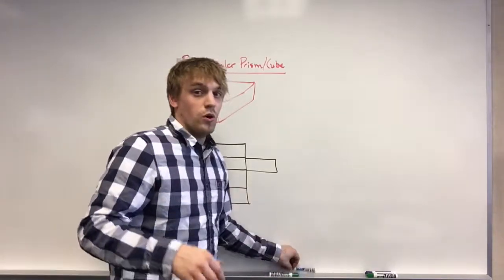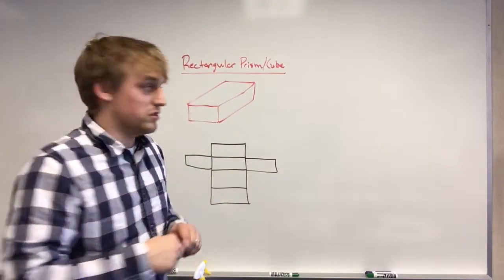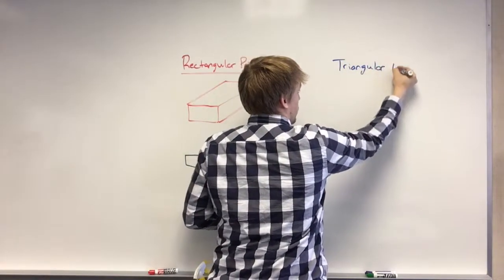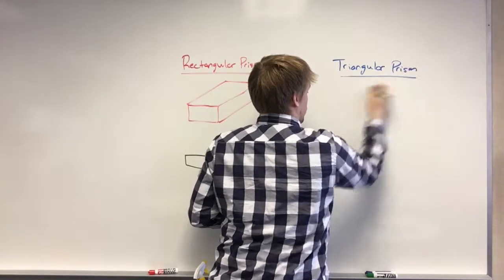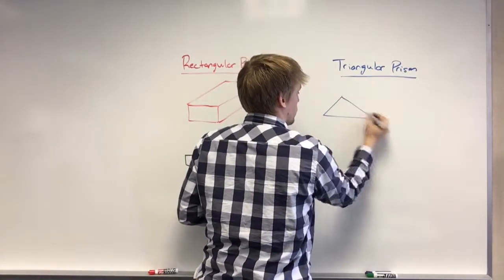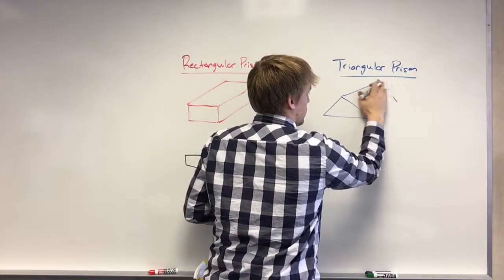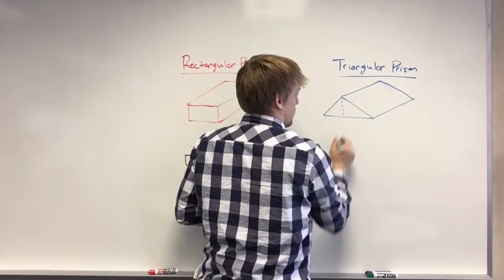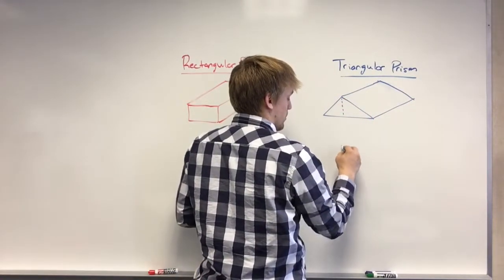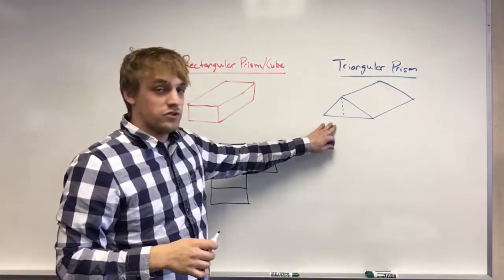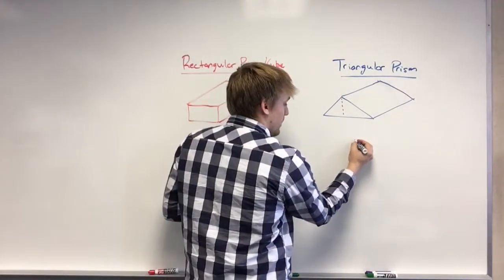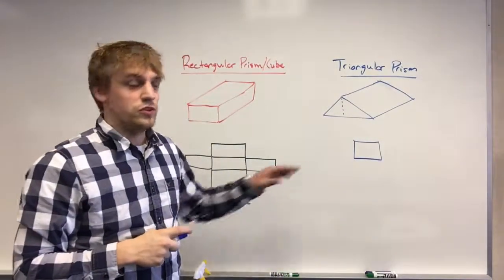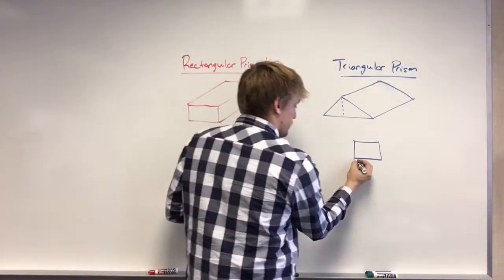Now let's talk about what a triangular prism looks like. So I'm going to write triangular prism. A triangular prism can be drawn like this. This is a three-dimensional triangular prism. And then the triangular prism geometry net looks like this.